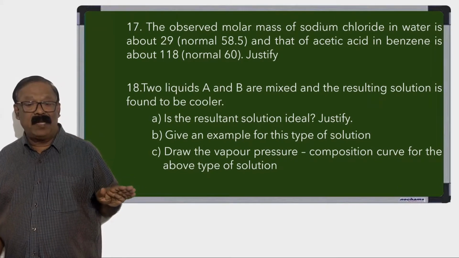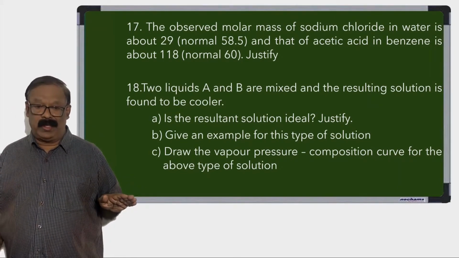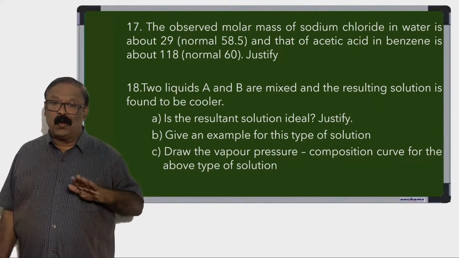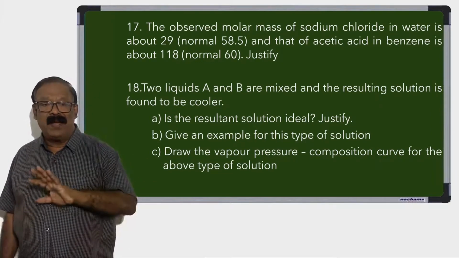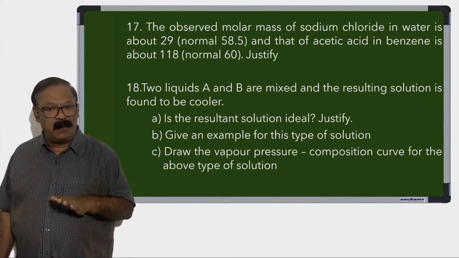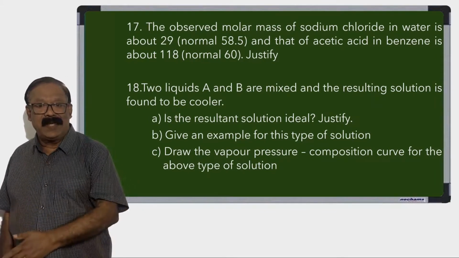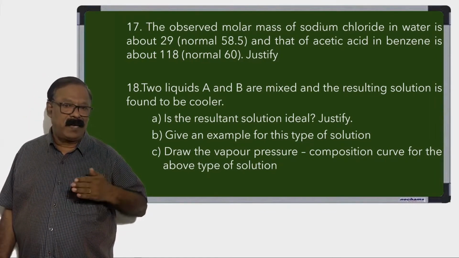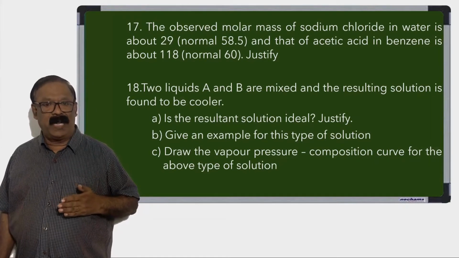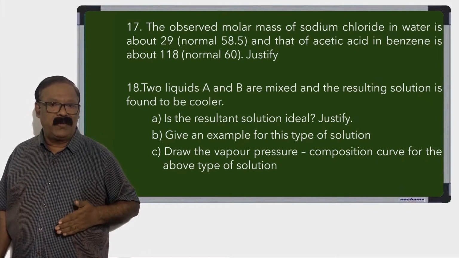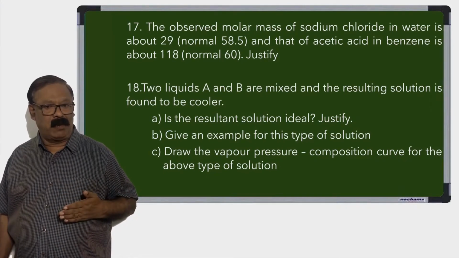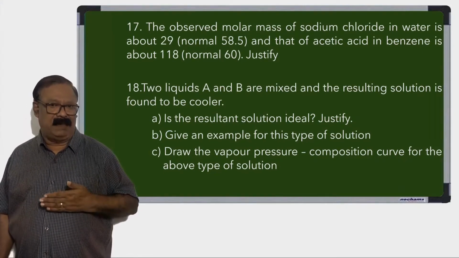Give an example for this type of solution. The solution becomes cool because of breakage of bonds. For breaking bonds, they take energy from the solution. That is why it becomes cold. So all solutions which show positive deviation are examples. Ethanol plus water will form an example.